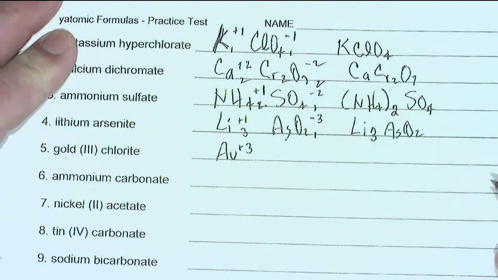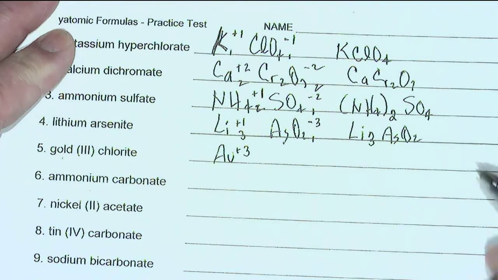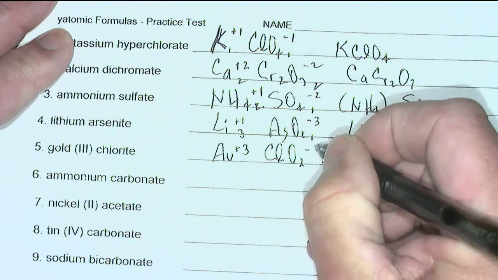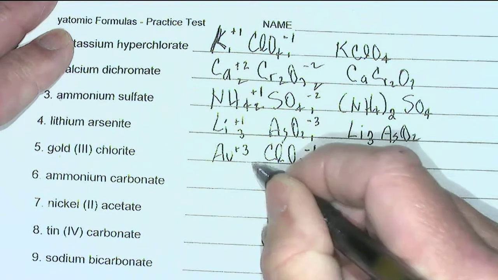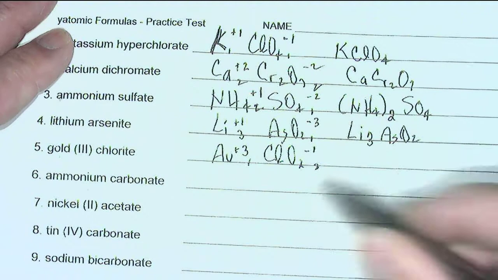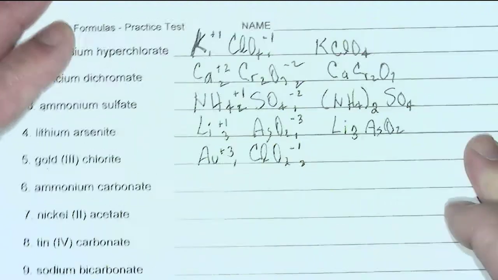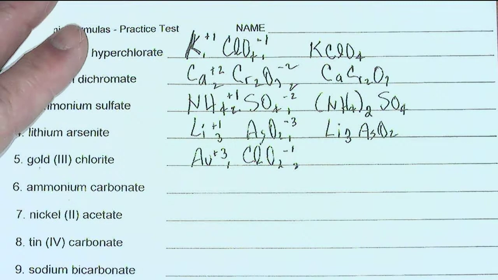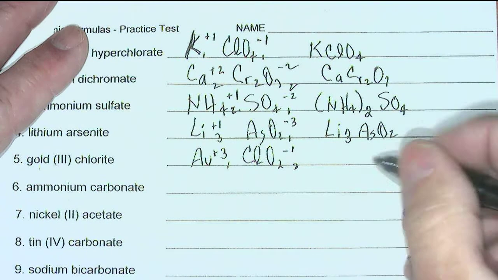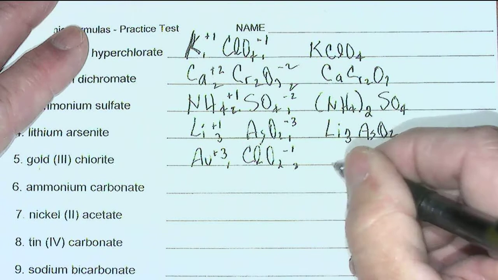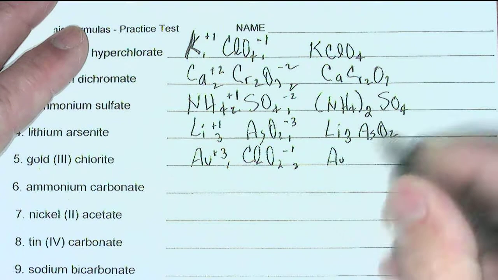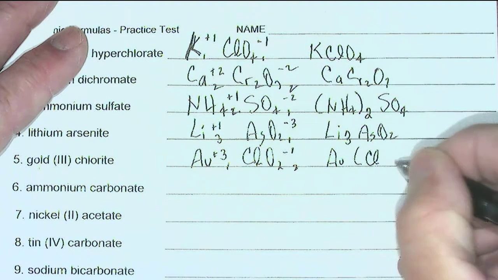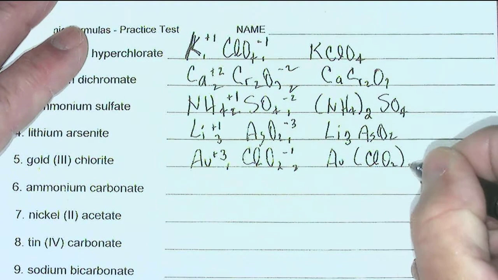The chlorite ion is ClO2, and it is a -1. So we cross these, 1, 3. That means we're going to need 3 of these chlorite ions. And remember, with polyatomic, if we need more than one, we're going to put that thing in parentheses and put the subscript number outside. So we have 1 gold, Au, and we have 3 of these chlorites, ClO2, and we have 3 of those.